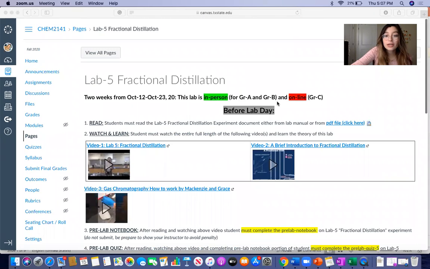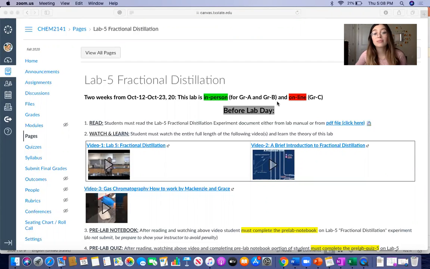I want to get started by giving you guys the dates that everybody is going to do this. Group A is going to be doing this lab for the week of October 12th through the 16th, and Group B and C is going to be doing this for the week of October 19th through the 23rd. As always, read your lab manual, complete your pre-lab quiz.